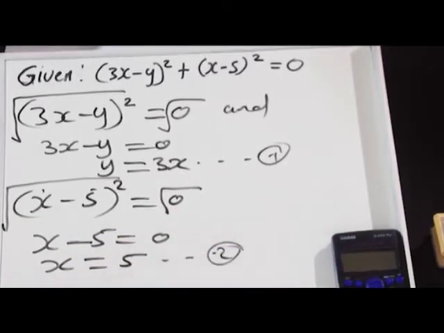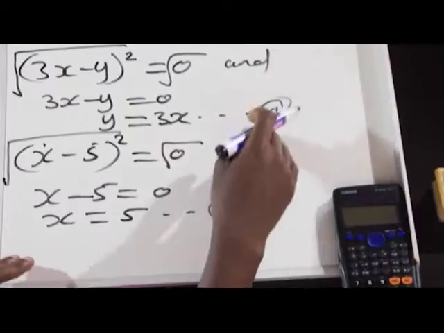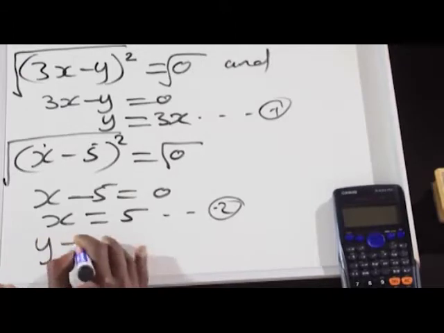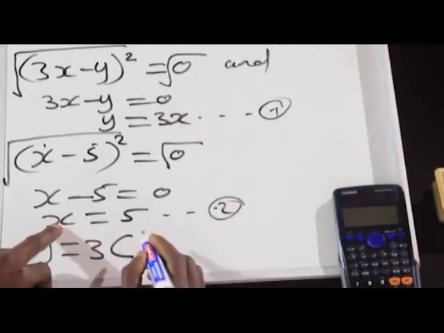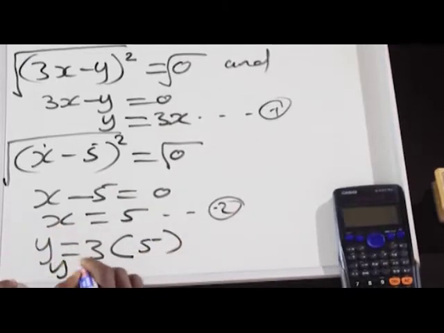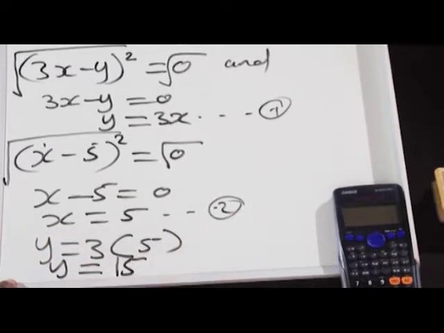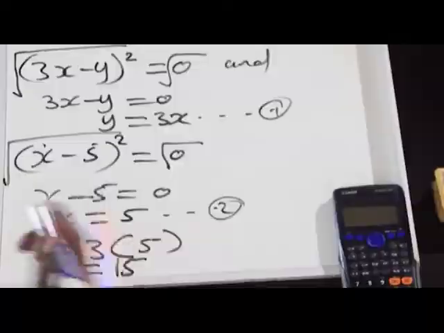Now we have equation number 2. Then you can substitute equation number 2 into equation number 1. So we have y equals 3 times, what is equation number 2? It's 5, which is x. Then you replace with 5. Then your y equals what? 15. So is it simple, isn't it?